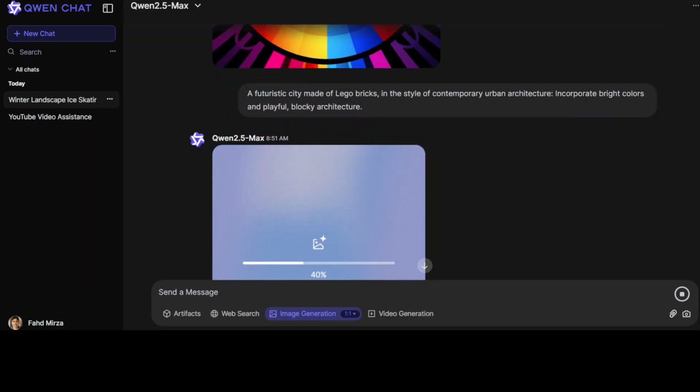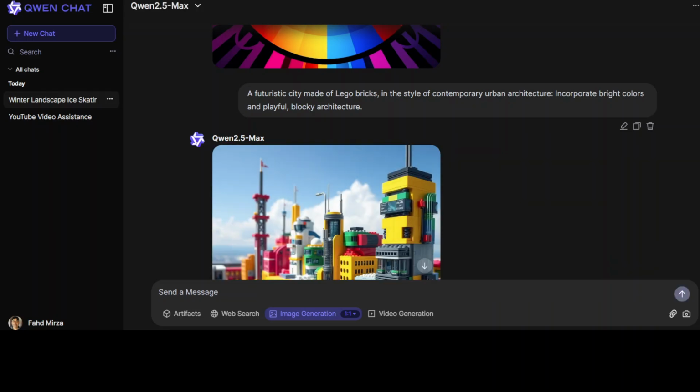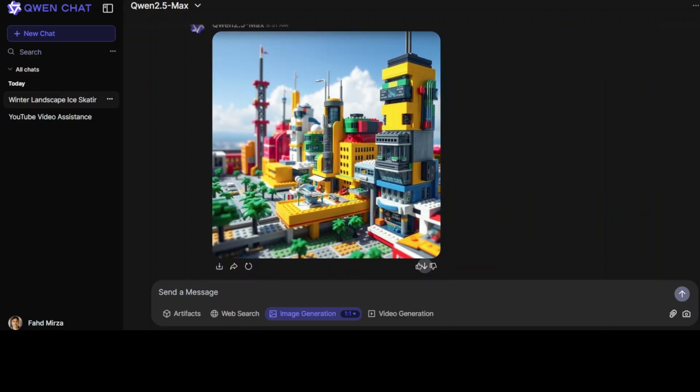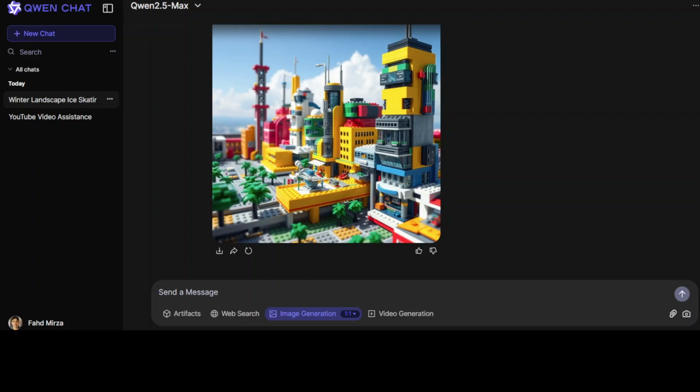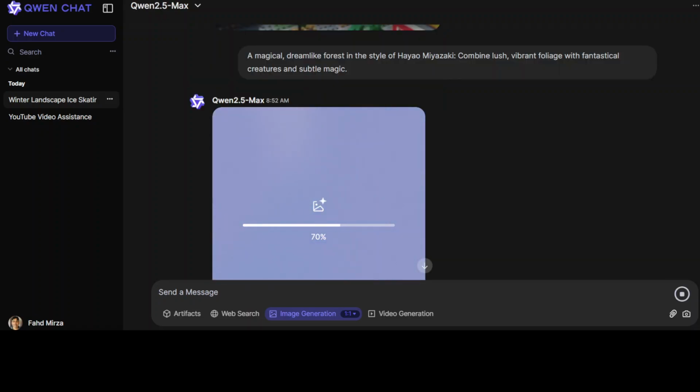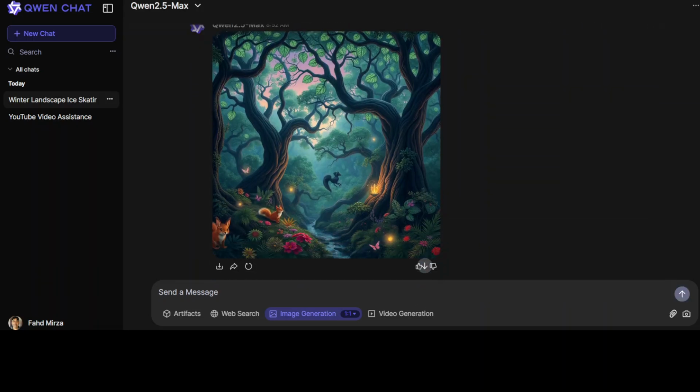And then I am asking it a futuristic city made up of Lego bricks in the style of contemporary urban architecture. Incorporate bright colors and playful blocky architecture. Look at this. How good is that? Wow, wow, simply amazing. And then another one, I'm asking it a magical dream-like forest in the style of Hayao Miyazaki, combine lush, vibrant foliage with fantastical creatures and subtle magic. Look at this. Really sublime.